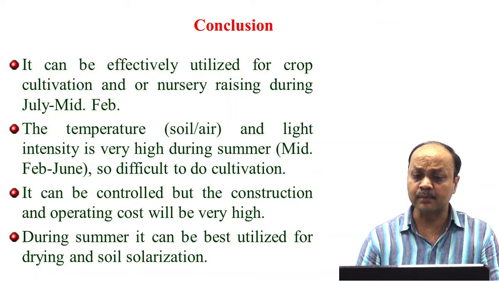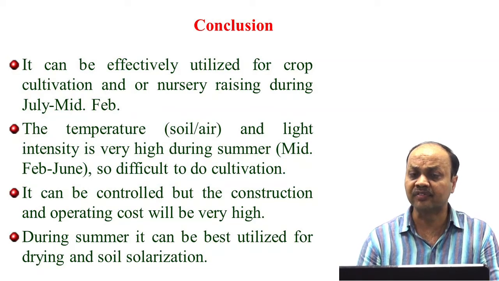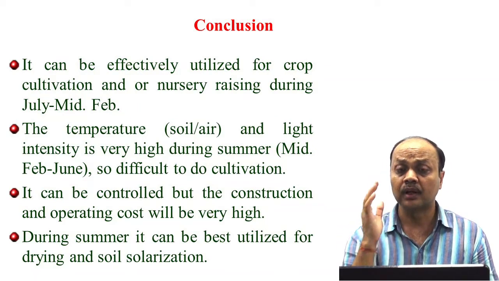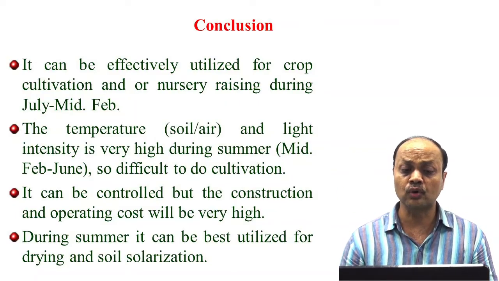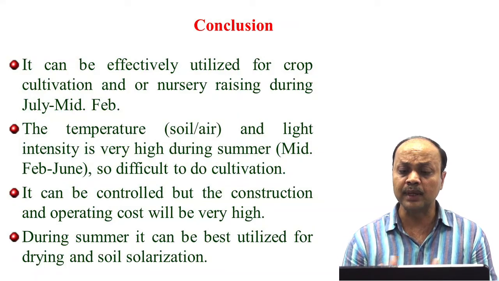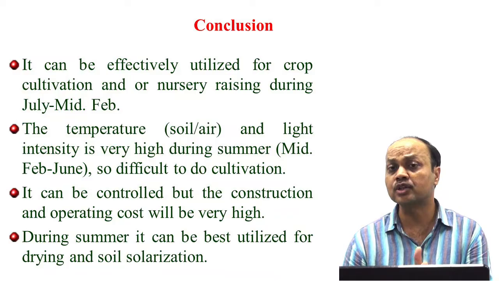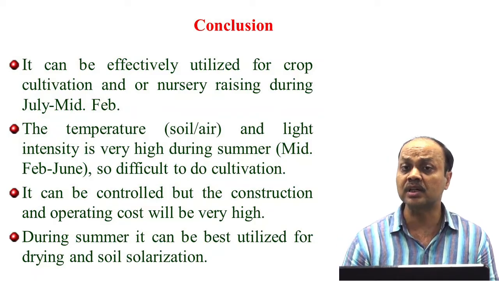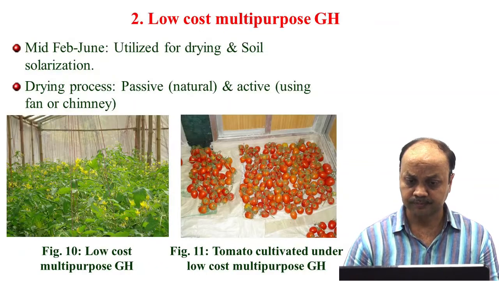So what is the conclusion? It can be effectively utilized for crop cultivation and nursery raising during July to mid-February. I am talking about the low cost greenhouse. As I told you, if you have all the gadgets to control the high temperature or light intensity during summer, you can grow round the year. But I am talking about the low cost, so effectively during July to mid-February, meaning the rainy and winter seasons, we can utilize it. But due to the high soil and air temperature and light intensity, we have proposed using that high temperature for solar drying and soil solarization.